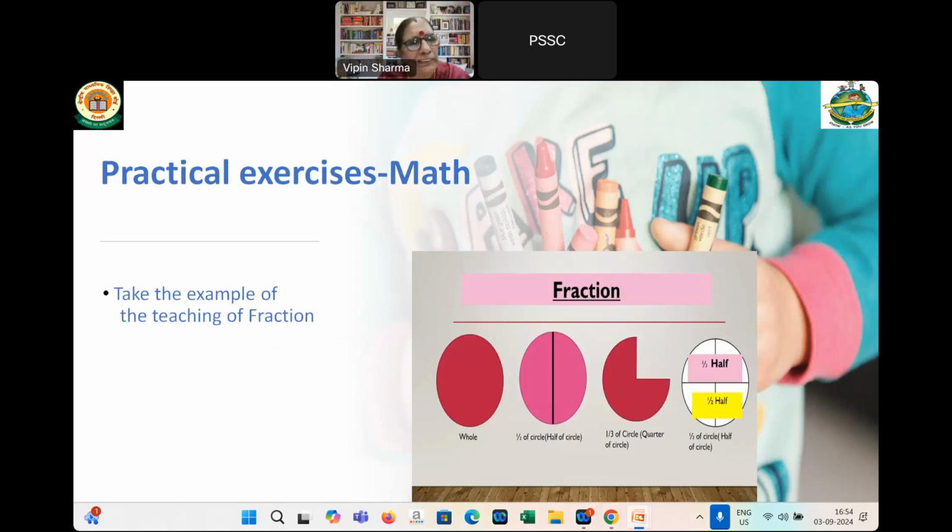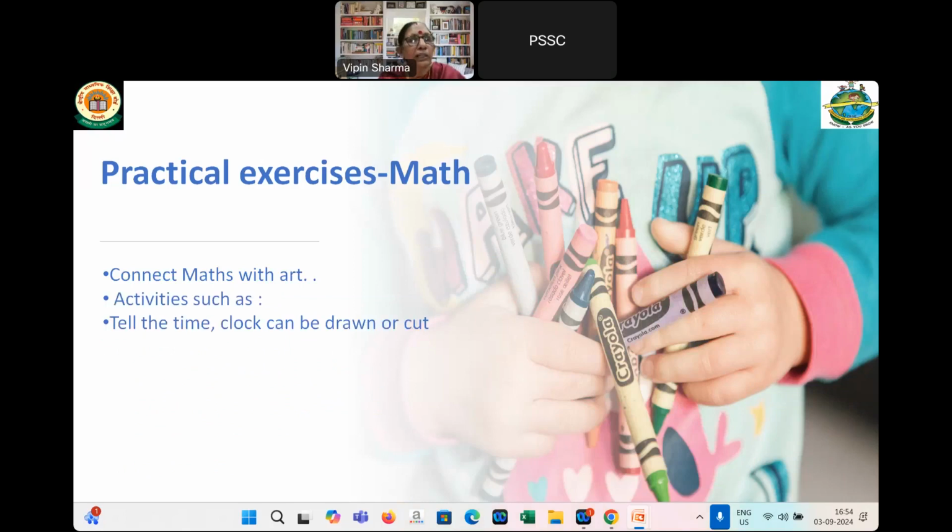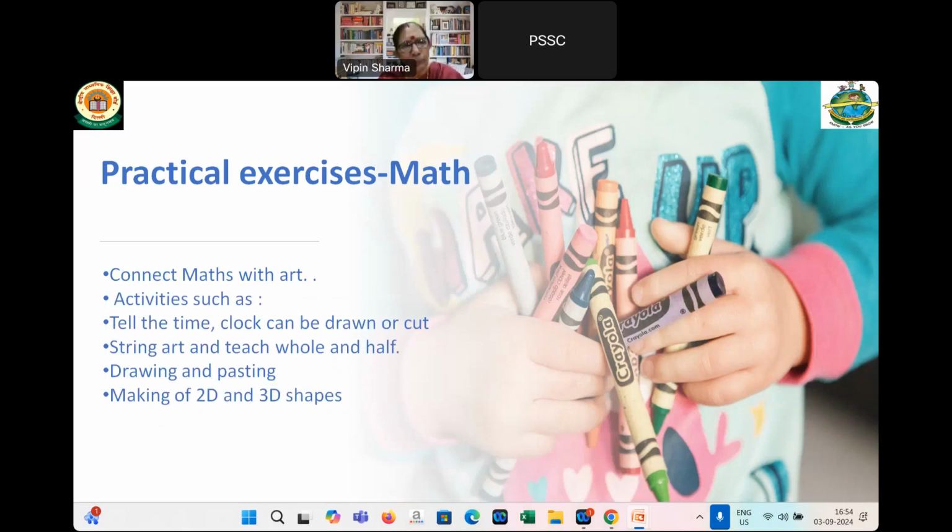Practical mathematics, as I said, take the example of teaching of fractions. It can be taken through a paper, what is half, one third. I'm just giving very few examples. You have to connect, teach them fractions, joyful learning, joyful and meaningful learning. Now, connect math with art, activities such as telling the time, a clock can be drawn. This is normally done. A clock can be drawn or cut. String art and teaching whole and half, drawing and pasting, making of 2D and 3D shapes, making of models, abacus, watch, calendar. All these are examples of maths. Many examples we have to think.